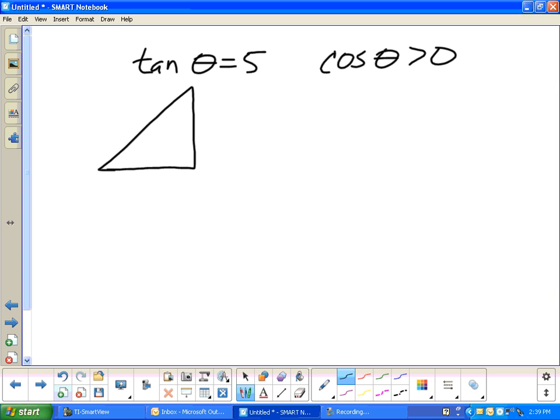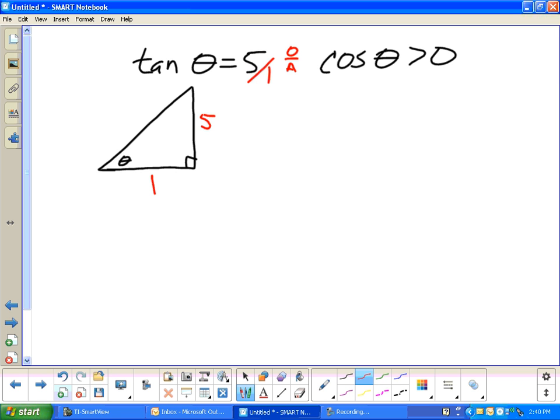You would say tangent theta is 5. So that's like the fraction 5 over 1, right? And that means TOA, opposite over adjacent. So I put a 5 here and a 1 there. Now that doesn't look proportionate because obviously my triangle's a lot skinnier and taller. But the opposite side would be 5 and the adjacent side 1 because we've got a tangent of 5 after all. And since cosine's positive, it's positive 1, and that's actually what the triangle looks like.